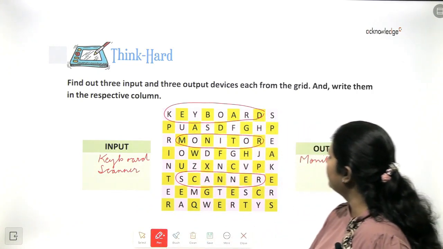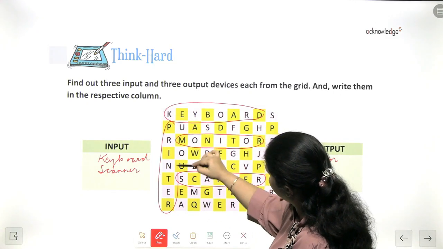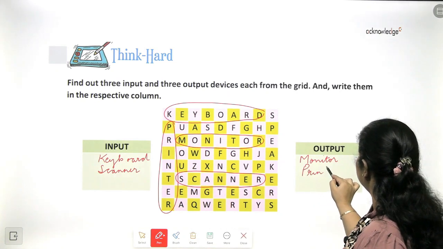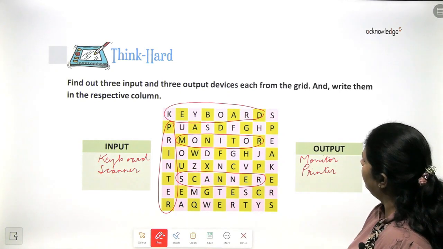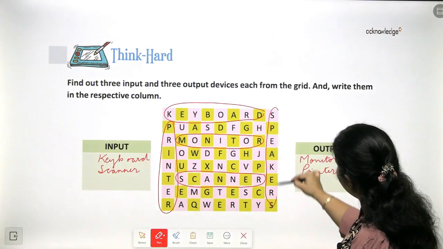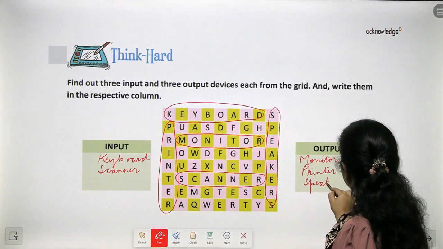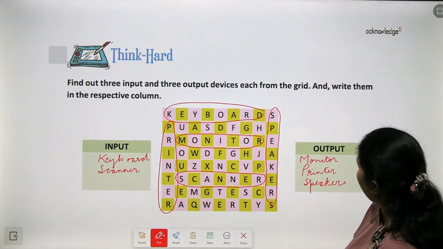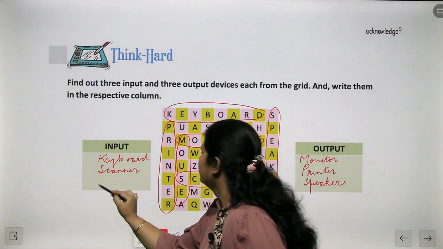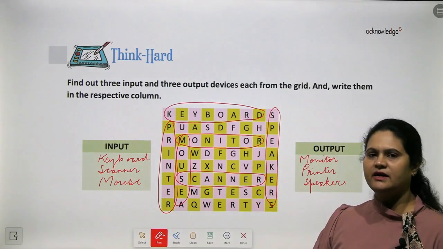Fine, children? Now, let us find some more. Here we have the printer. It is an output device. Next, let us find some more. Speakers. These are again the output devices. And we have mouse, which is an input device. Is it fine, children? Very good.